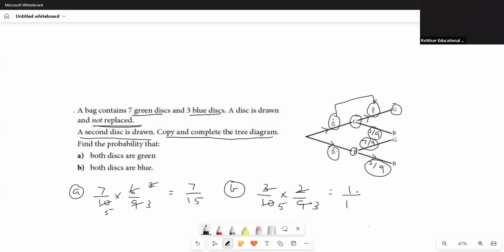So that's equal to 1 over 15. And that's the answer to the question. I'll give you a minute to note this down.